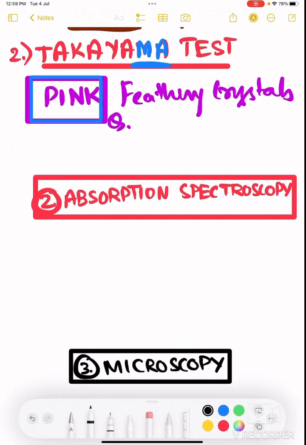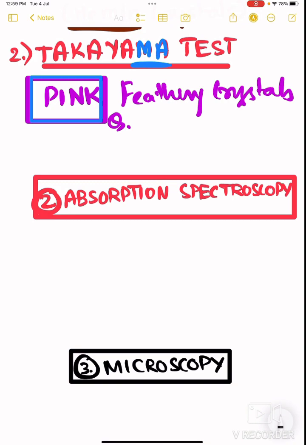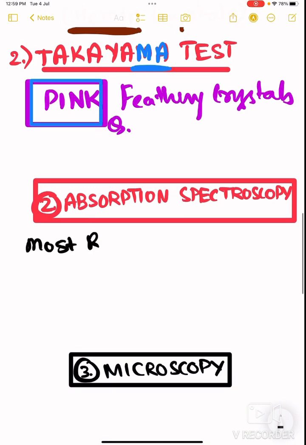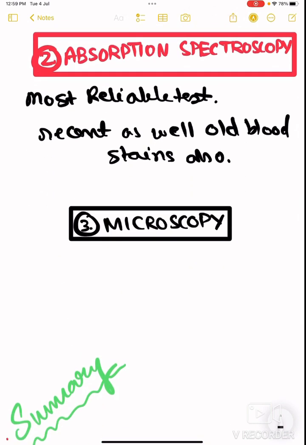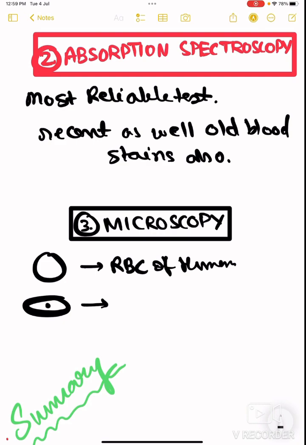Now coming to absorption spectroscopy. In absorption spectroscopy, nothing much is important, but you have to remember that this is the most reliable test, and it can be used for recent as well as old blood stains, right? Now the microscopy part is very easy. First, take the blood stain and look at it under a microscope. If you see this type of RBC, then it is the RBC of a human, right? And if you see something like this, with the shape altered and nucleated, it means it is the RBC of an animal, right? This is how you differentiate RBC of human and animal.